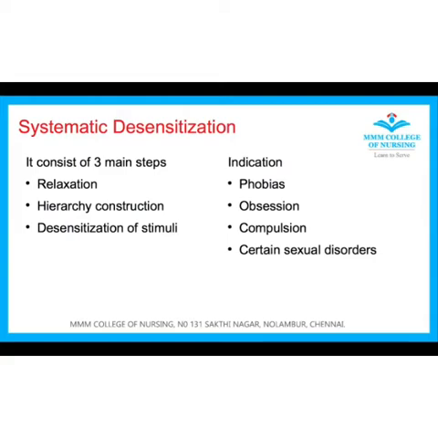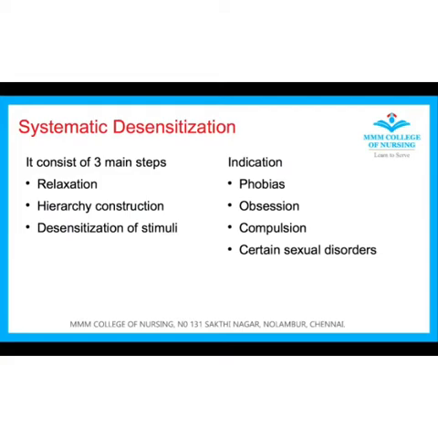Relaxation training. There are various methods which can be used on the patient to induce relaxation. Some of them are Jacobson's progressive muscle relaxation, hypnosis, meditation or yoga, mental imagery, and biofeedback. Hierarchy construction. In this step, the patient is asked to list down all the situations or conditions which provoke anxiety. And then the patient is asked to list down all these items in a descending order of anxiety provocation.